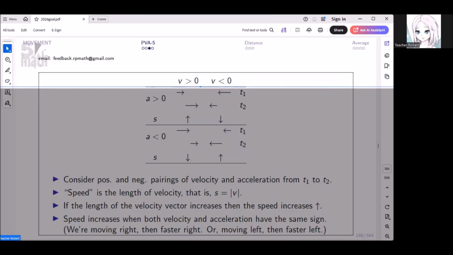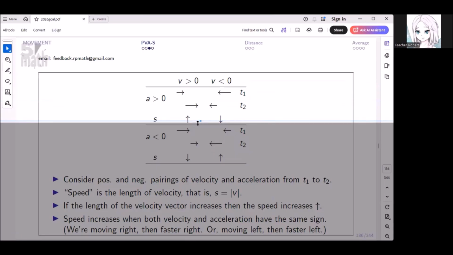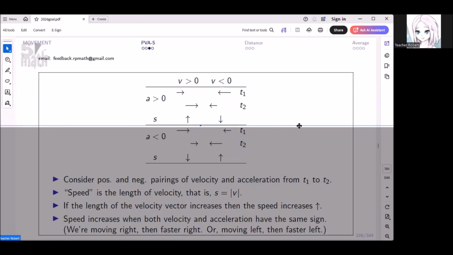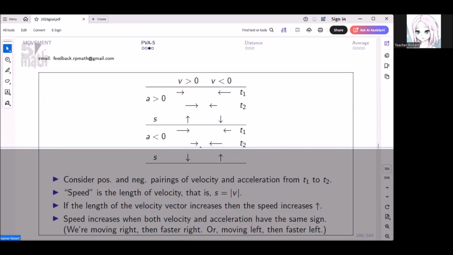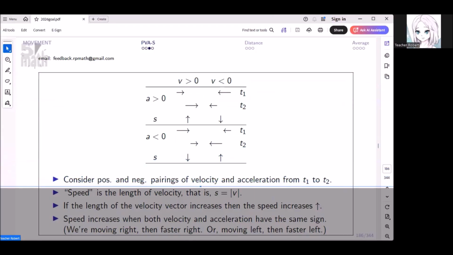Velocity greater than 0, velocity less than 0. Acceleration greater than 0, time 1, time 2. Speed. Acceleration less than 0, time 1, time 2. Speed. Consider positive and negative pairings of velocity and acceleration for time 1 to time 2.